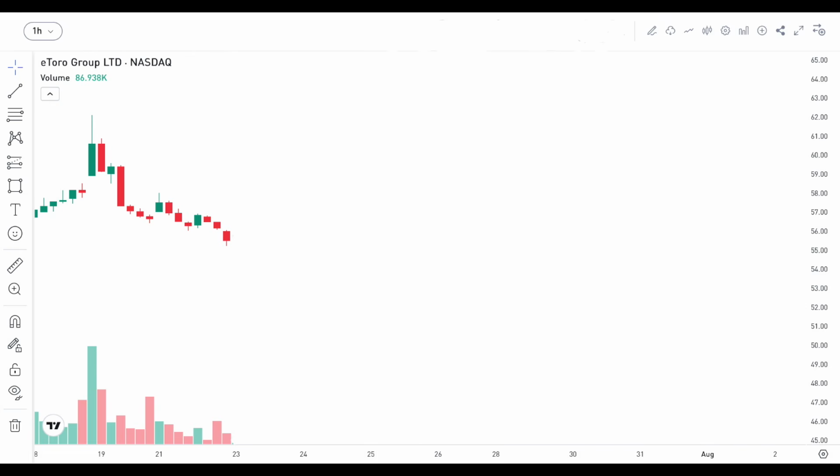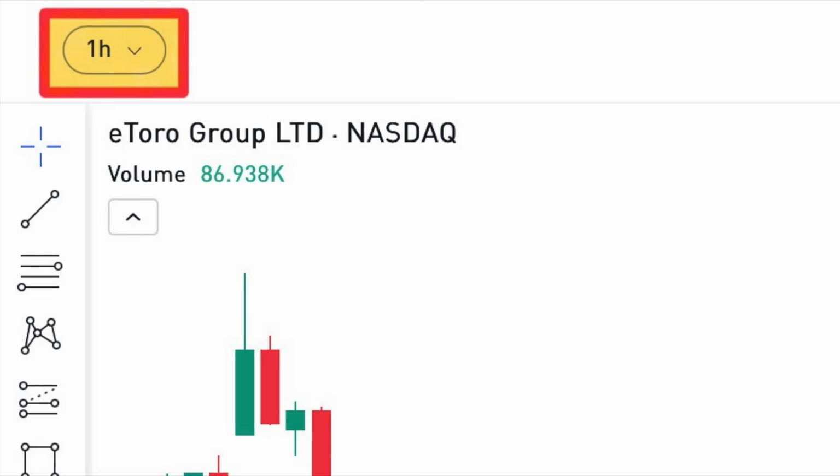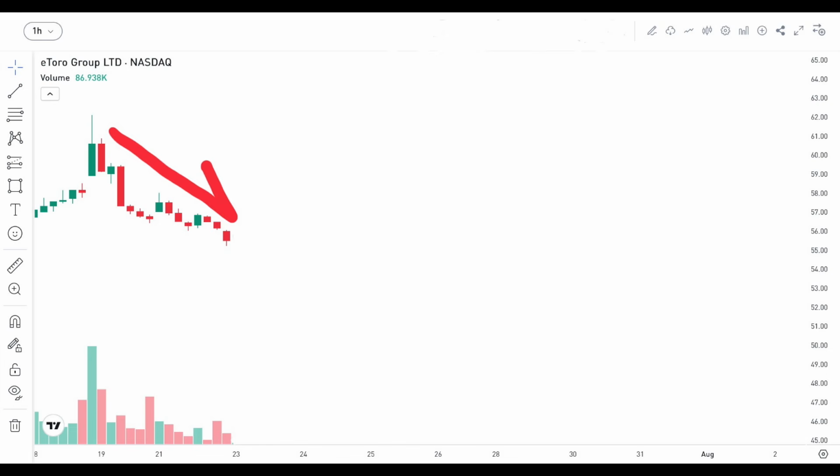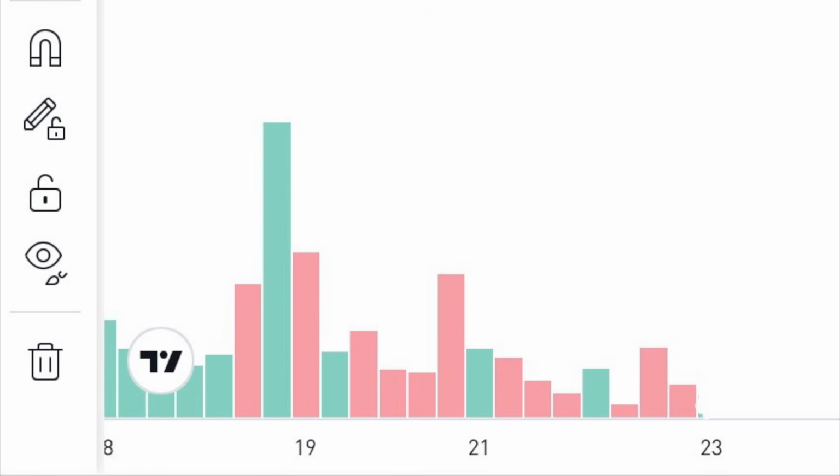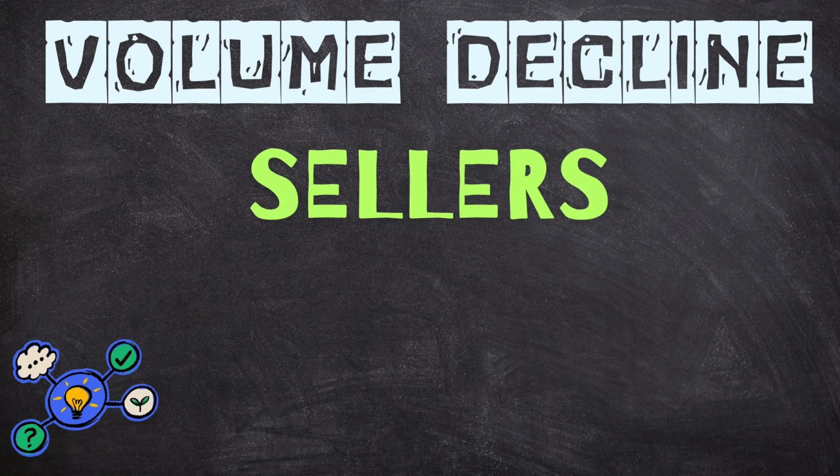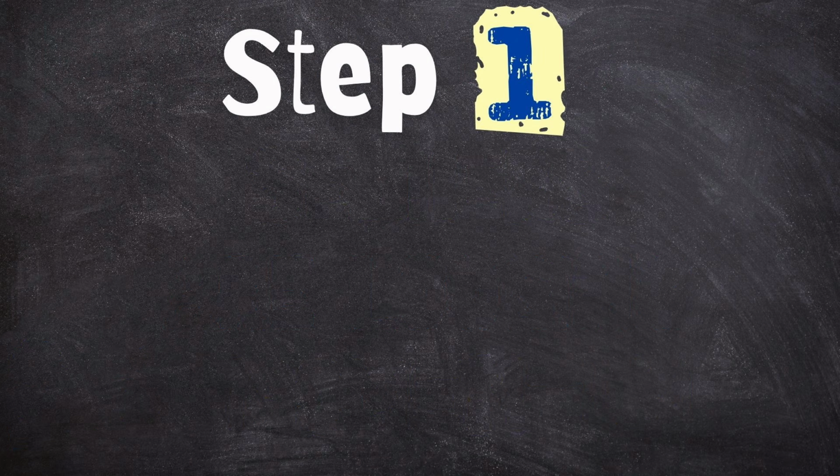For this video, I am using the eToro stock and I will be testing this setup on a 1-hour time frame. At this point, the price is making a bearish swing. As the price drops, the volume is starting to decline, which is usually a good sign that sellers are losing momentum. So let's start with our setup.